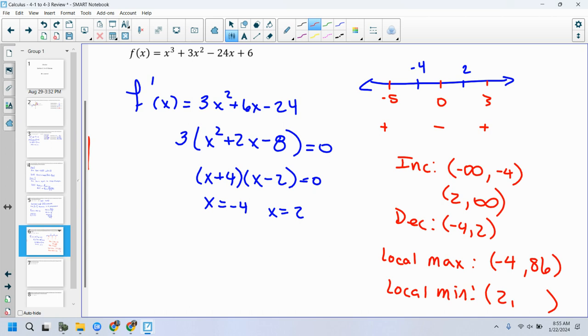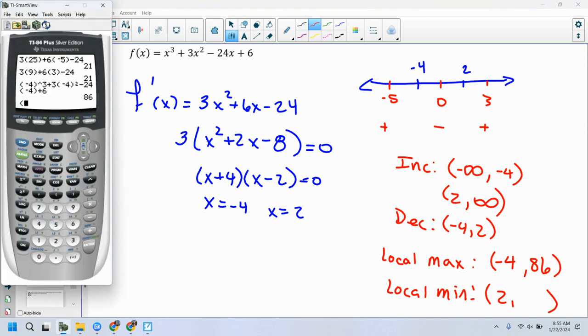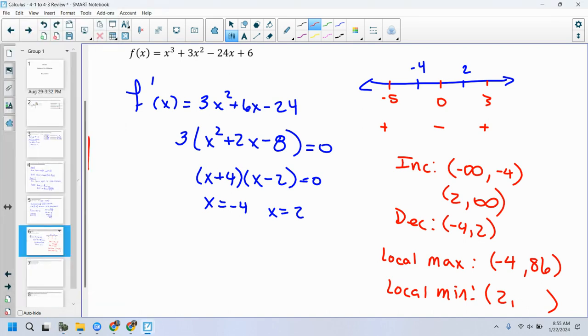And then the local minimum value. I've got 2 to the third plus 3 times 2 squared, which is 4, minus 24 times 2, which is 48, plus 6. So -22. Pretty far down there. Does that make sense?